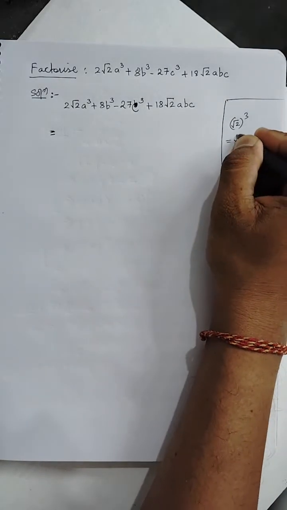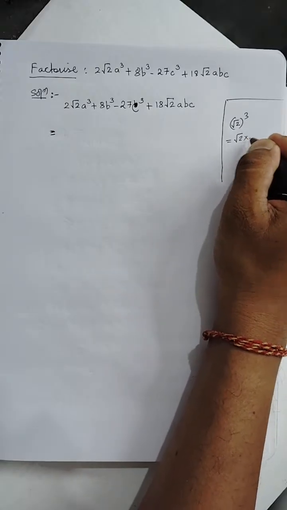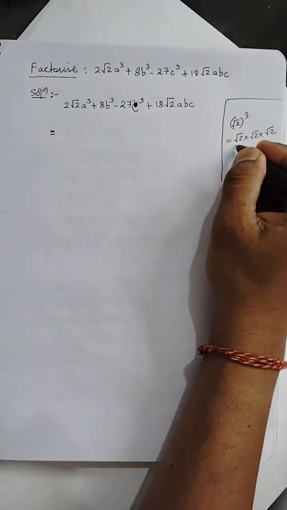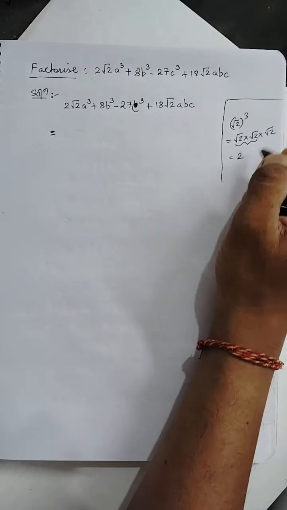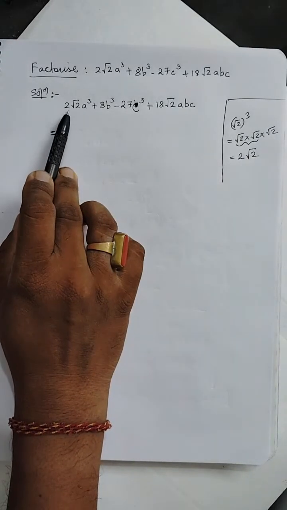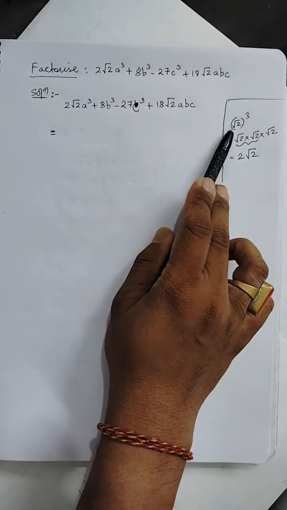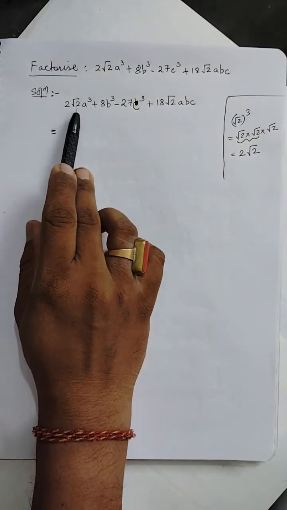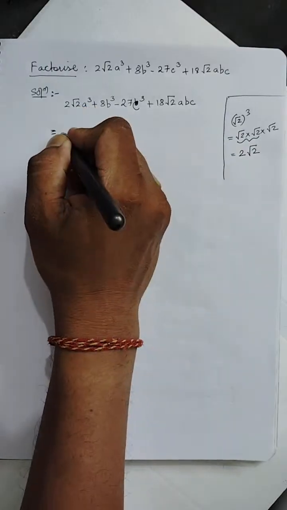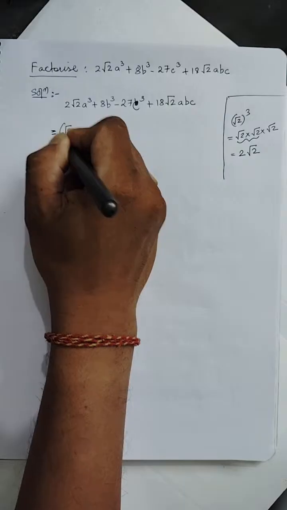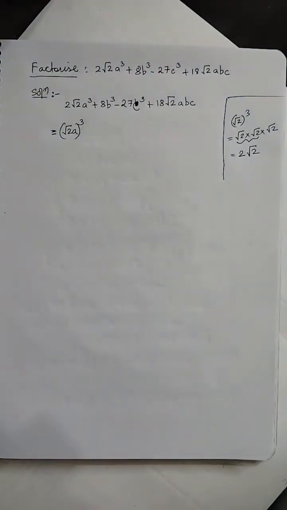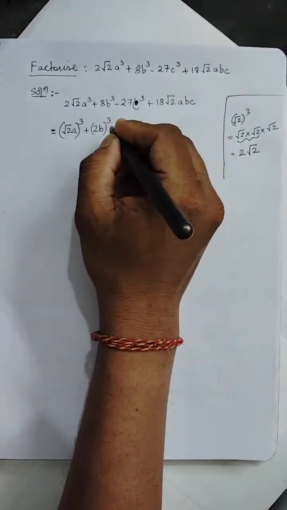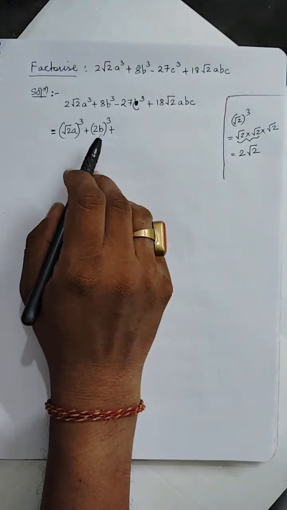√2 का अगर क्यूब किया जाए तो ये हो जाएगा √2 इंटू √2 इंटू √2। तो ये √2 मल्टीप्लाइड टू √2 बन जाएगा 2, और ये बचा हुआ √2। यानी कि 2√2 को हम √2 होल क्यूब लिख सकते हैं। We can write this 2√2 a³ as (√2 a) whole cube, then 8b³ हो जाता है (2b) whole cube.